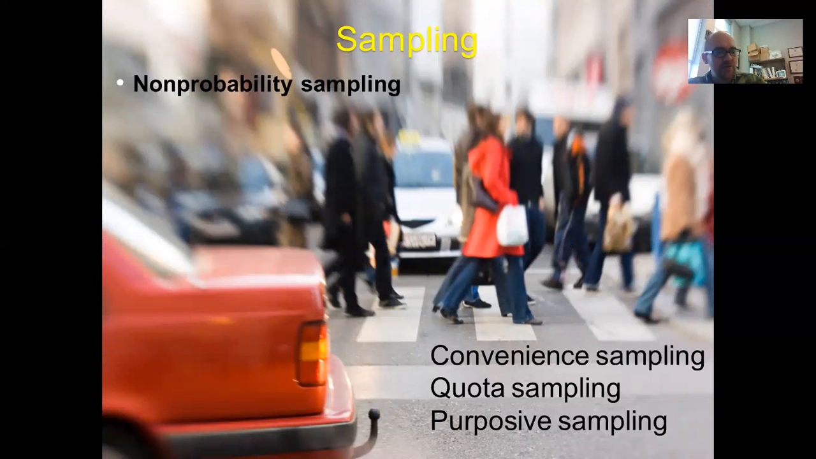On the flip side, we've got non-probability sampling. So in this case, there's no way to guarantee that the sample that you select is representative of the population. So the first one is convenience sampling.